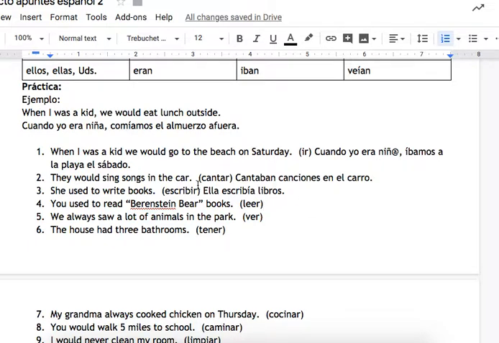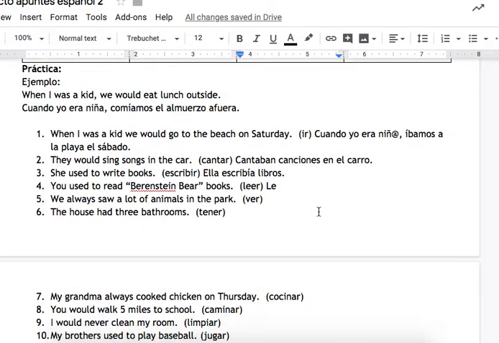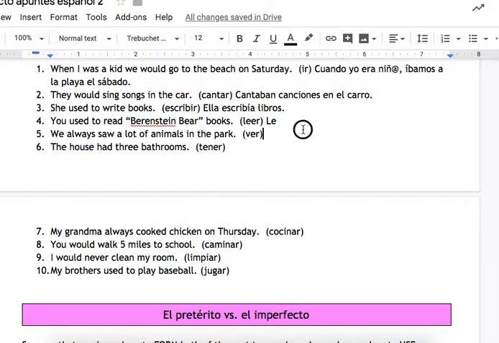Okay, you used to read Berenstain Bear books. Leer, and then it's ER, so I'm going to check up here. And it's you, so my verb's going to look like this one. Leías libros de Berenstein Oso.